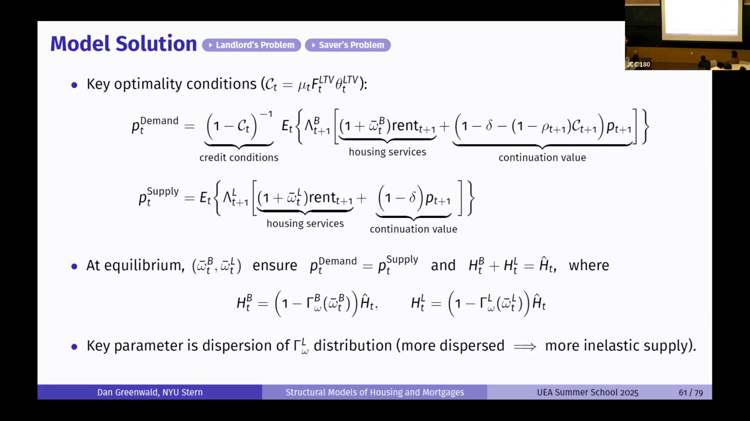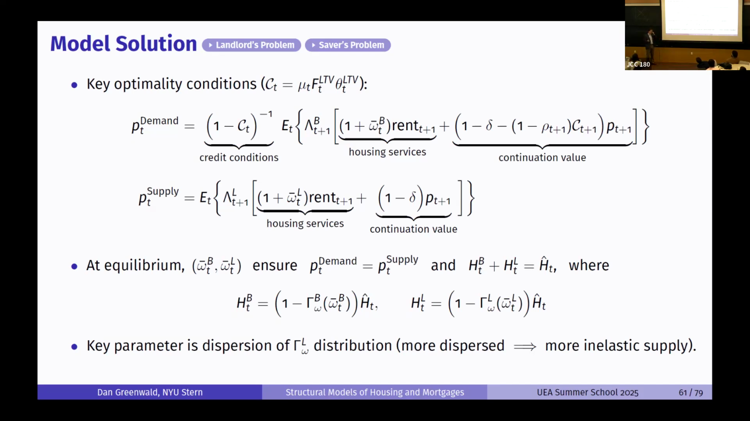It looks like the condition with no credit, where the price equals the expected value of the landlord SDF times the cash flow plus the continuation value of the housing that's not depreciated. But now that cash flow is going to actually get evaluated at the marginal landlord's omega L, or like the marginal property. And so at equilibrium, we have two expressions, but they're going to have to be the same for the market to clear. That's how you can think about it.